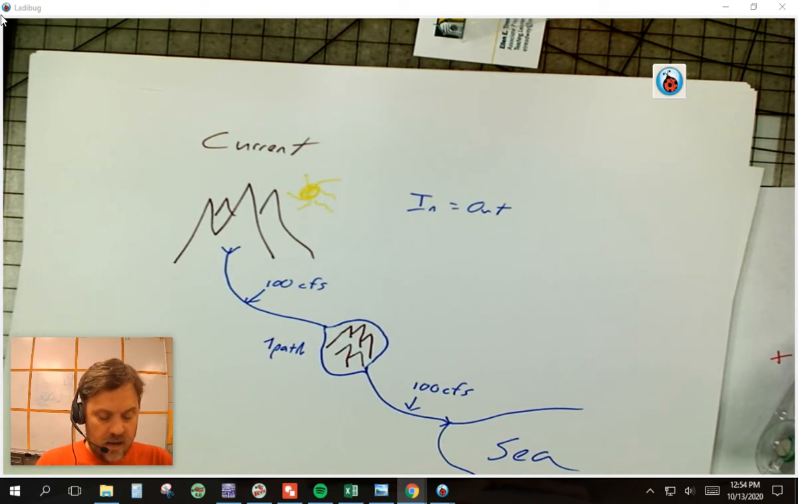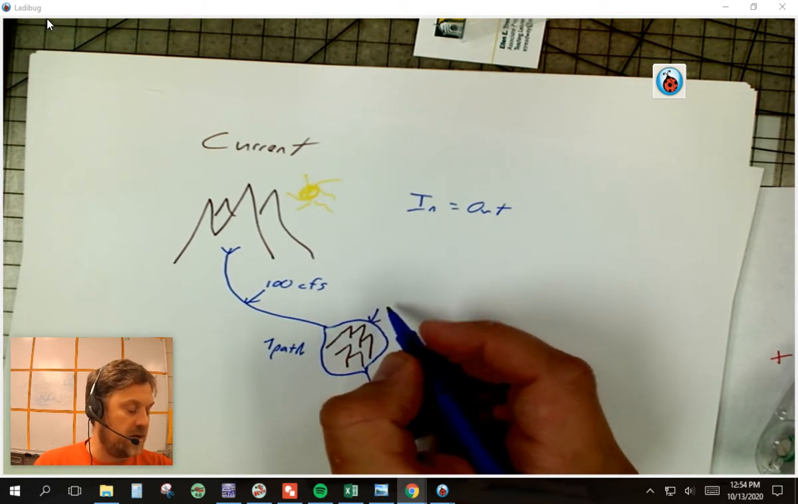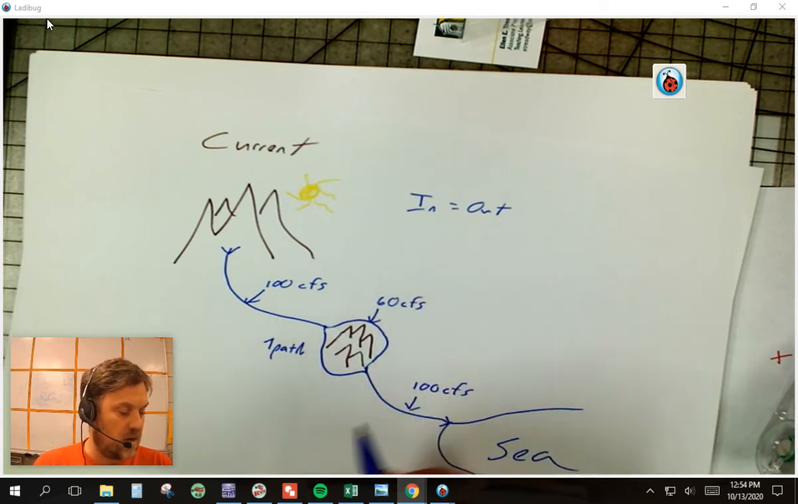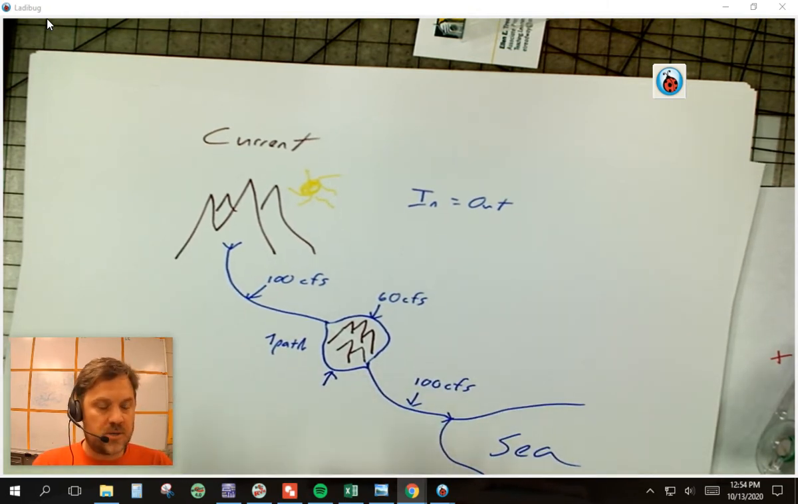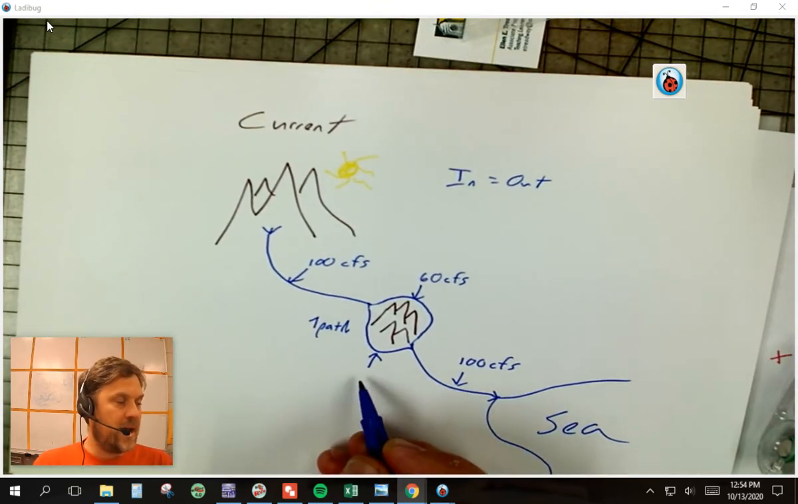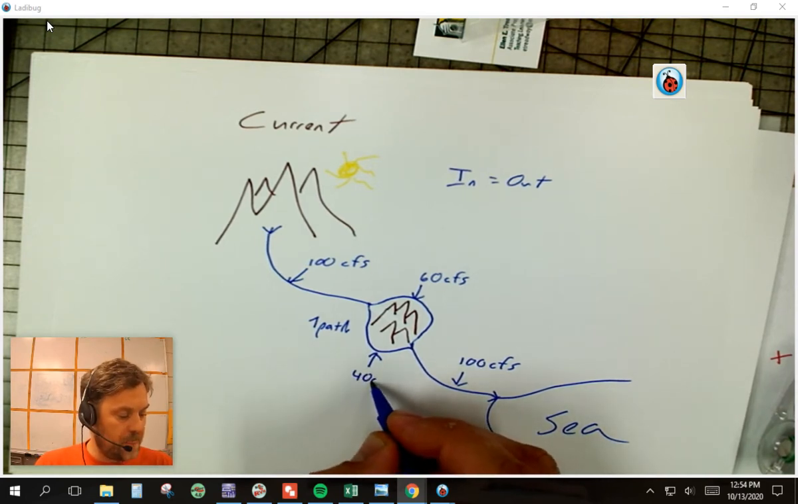Okay. So now if I looked at this and I said, okay, I'm going to tap into this closed pipe and measure here, and I'm going to say that it's 60 CFS here. Okay. How much has to be flowing through the other branch? Remember, I had 100 going in and 100 coming out. What has to be flowing through this side? 40. Very good. Okay.